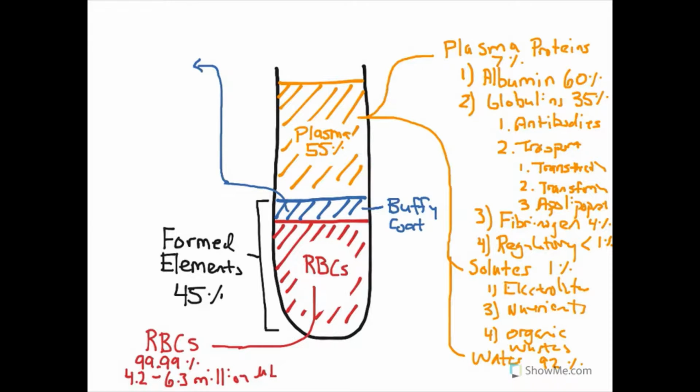This is your Buffy coat. Now, what is the Buffy coat? The Buffy coat is made up of two components, and this is basically your white blood cells, your WBCs, and your platelets combined. And white blood cells and platelets combined, this is less than 0.1%. This is less than a percent, so it's roughly about 0.1%. Less than a percent, definitely combined.